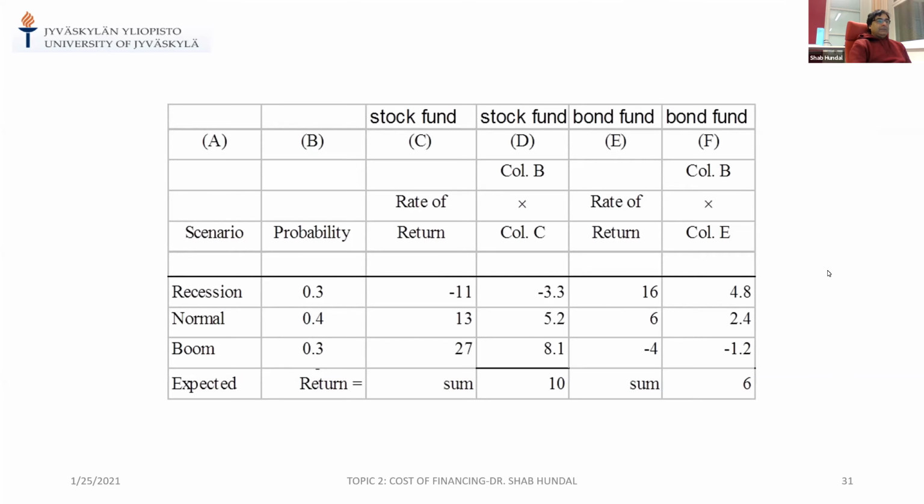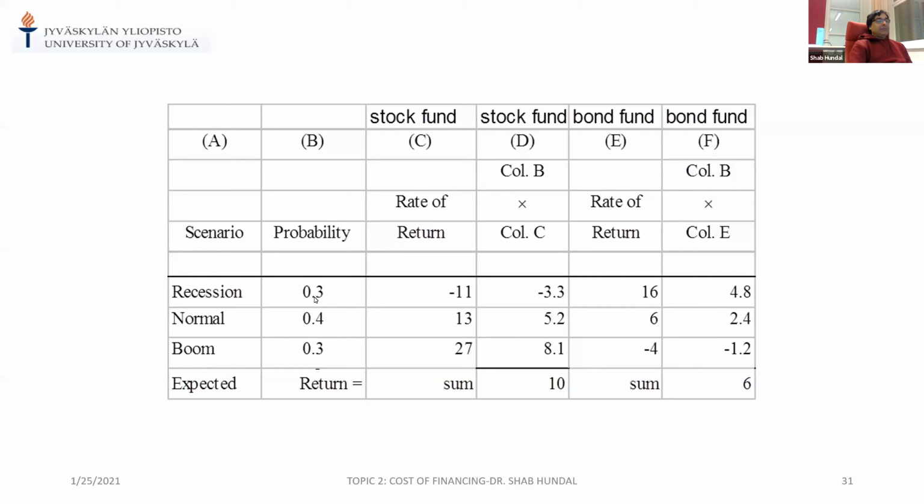So in this case, now we bring the probability element, because when you want to find the overall return, then you need to consider all three situations, and all three situations have a probability. So when you multiply the probability with the respective returns, you have another column, and you find out that regardless of the economic situation, the most likely rate of return on the stock fund is 10%.